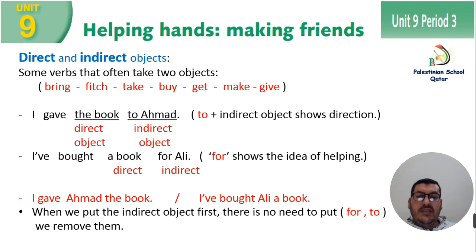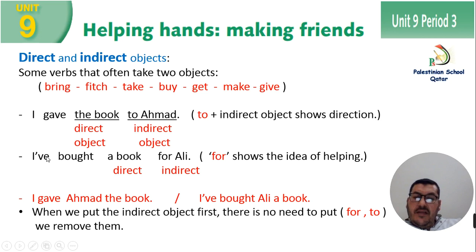So when we take one of these verbs, for example, I gave, and I say I gave the book to Ahmed. So the verb give, and ask yourself, give what? Give the book. So book is the direct object, and to Ahmed is the indirect object. And we use to plus indirect object to show direction.